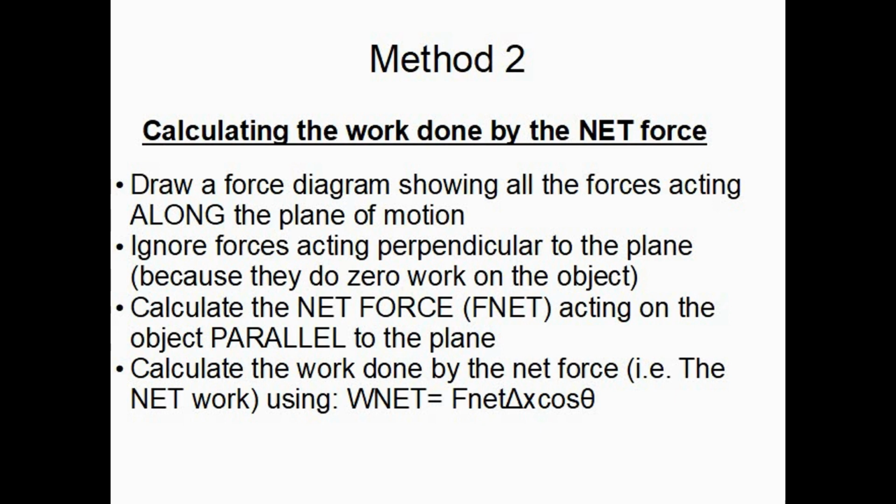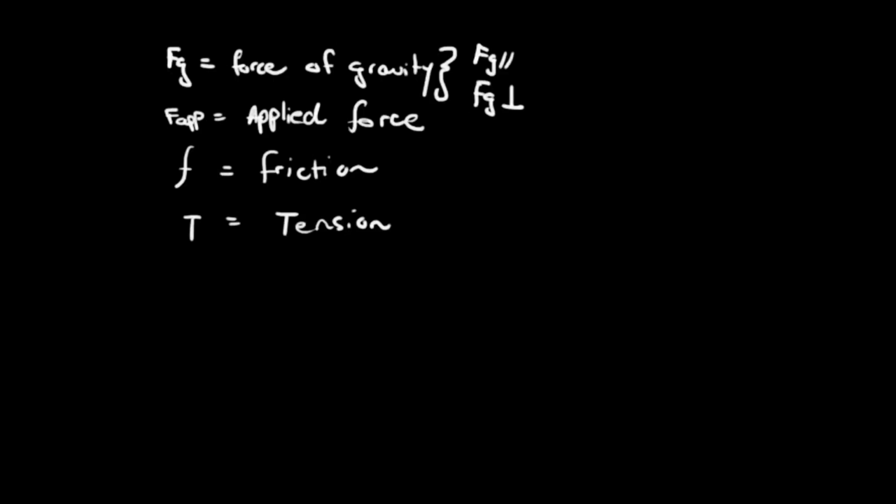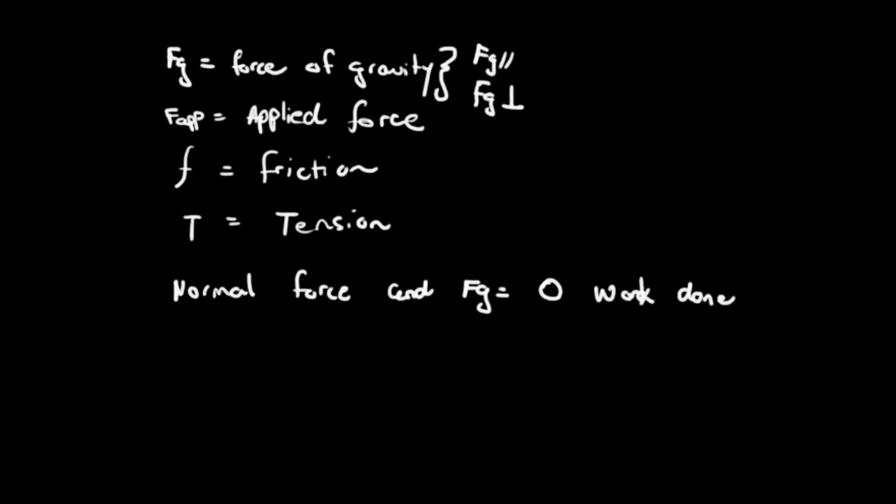We ignore forces acting perpendicular to the plane because we know that if a force is acting perpendicular to the plane, there is zero work done on the object. Those forces would be, for example, the normal force. The normal force and the force of gravity perpendicular to the plane do zero work. There's no work done on the object. Fantastic.